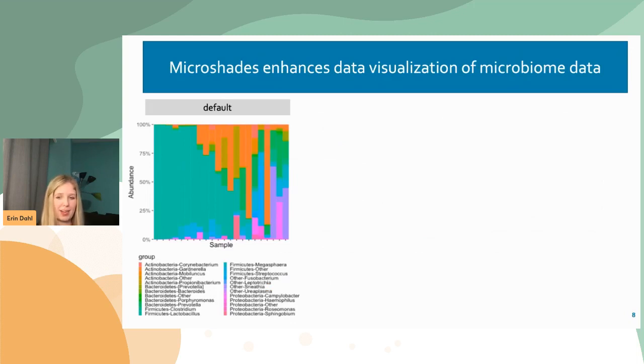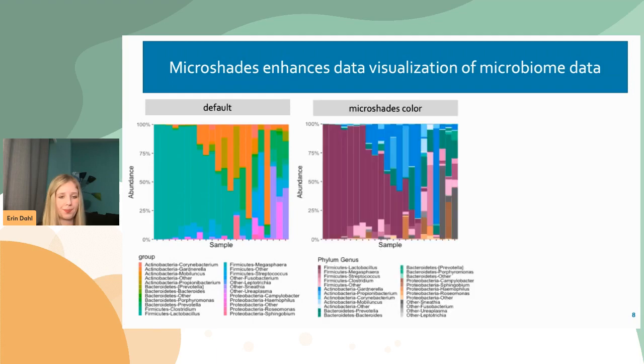Another example of Microshades in action is this microbiome data example, containing relative abundance data for various samples. In this plot, the colors represent different bacteria in each sample, and colors are determined by the default ggplot color scheme. This next plot contains the same relative abundance data with the same sample order, and this plot uses the accessible Microshades CVD palettes. The colors are organized and better represent the phylum genus classification of bacteria found in samples.